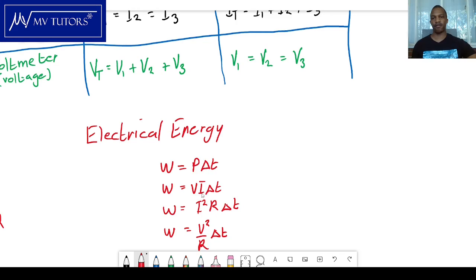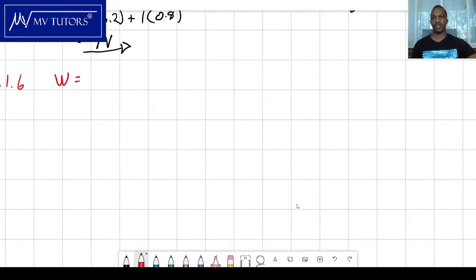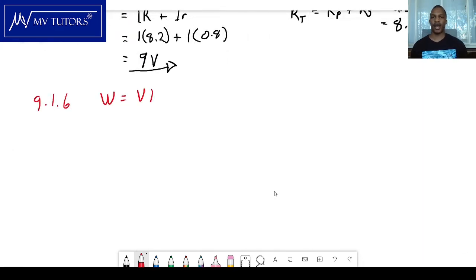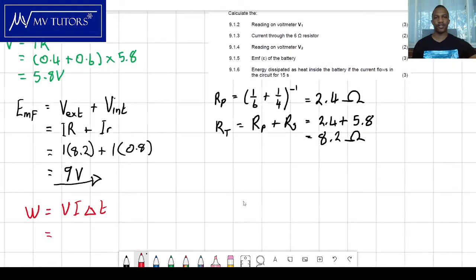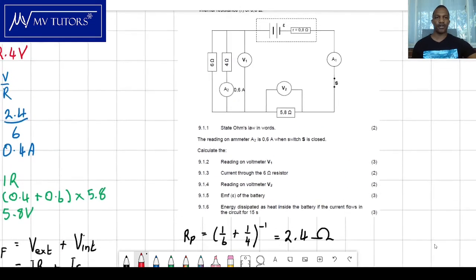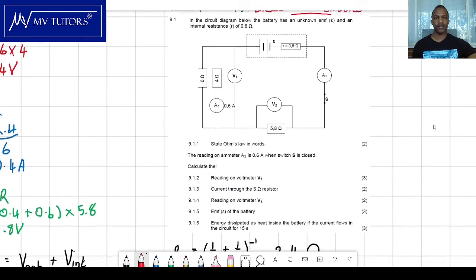So let's take this second formula over here, VI, and then change in T. So we're going to say VI and then change in T. Cool. Now, what is this voltage that we are talking about? Let's read the question. Energy dissipated as heat inside the battery. So we're talking about the battery. And then what's the voltage inside the battery? I mean, not the voltage, the resistance. Or the voltage inside the battery, because that's what we need.